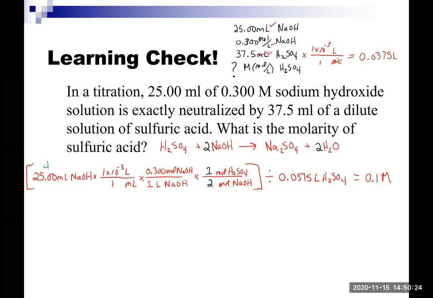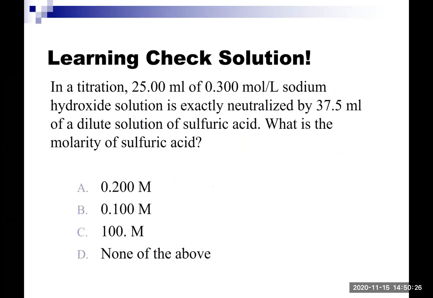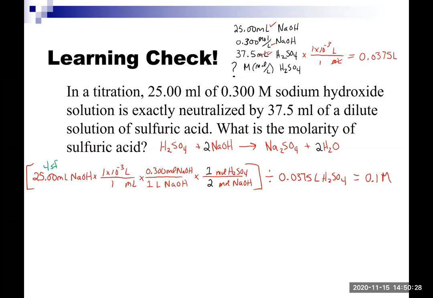We know this is all multiplication and division, so we need to resolve our significant figures. This is 4 sig figs. This is 3 sig figs. And this is 3 sig figs. So our answer needs to have 3 significant figures. And so the H2SO4 concentration is equal to 0.100 molar.